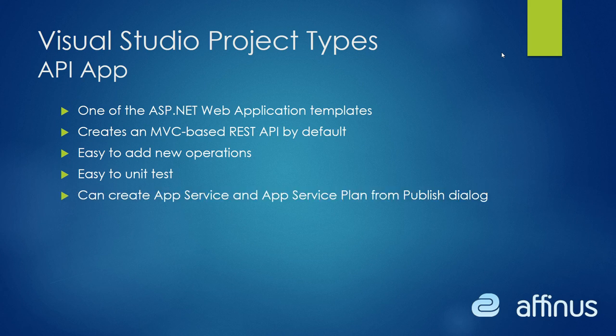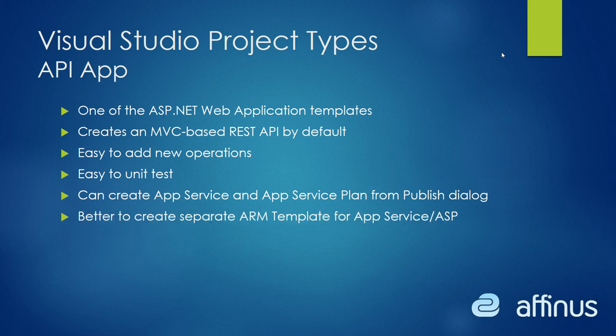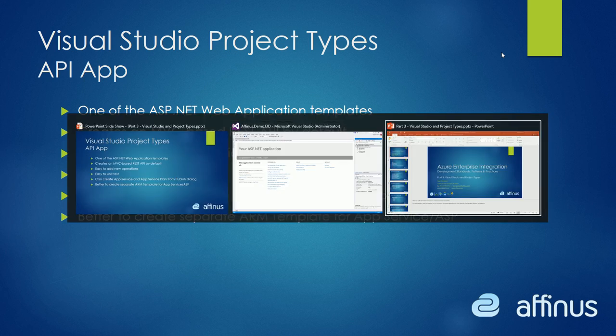So as before with a web app, we can also create the app service and app service plan from the publish dialog. And again, that's useful for developer testing, but you're going to want to have an ARM template that VSTS can use to do that as well. So yes, it's better to create a separate ARM template. So let's look at one of those.